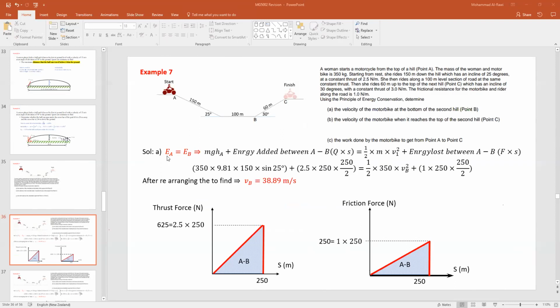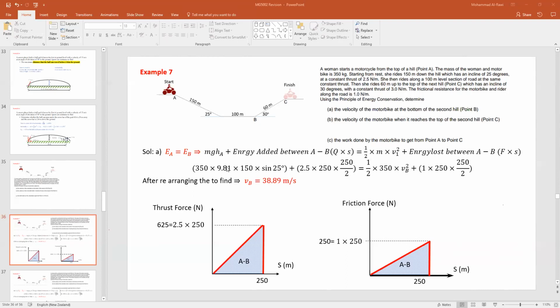So if we use the energy equation, the principle of energy conservation, between A and B. Why A and B? Because we have the 2.5 newtons per meter as a constant thrust. So things are kind of constant in it. So what do you have? Potential energy at A plus energy added between A and B, which could be found by area, equals what? At B, you have the kinetic energy, and you have energy lost due to the friction.